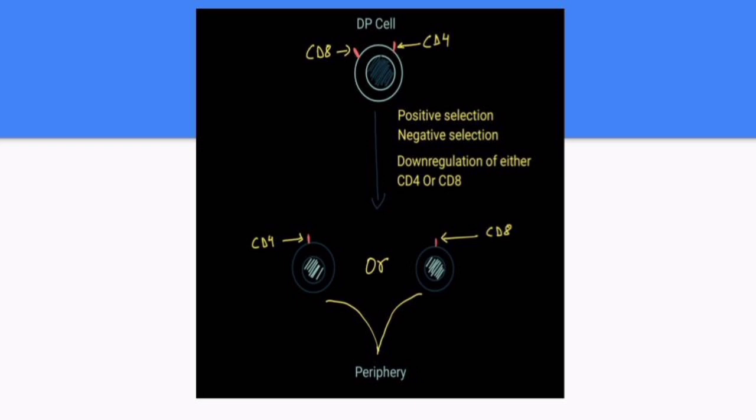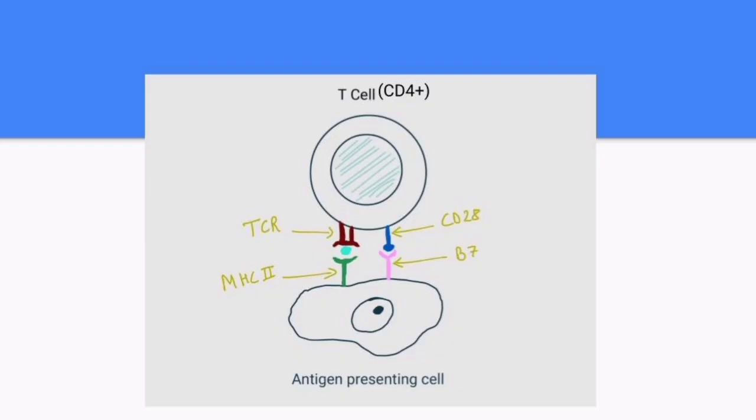Then there is downregulation of either CD4 or CD8 molecule, thus resulting in either CD4 positive T cells or CD8 positive T cells, and they move to peripheral circulation. This figure illustrates the interaction between antigen presenting cells and T cells. A part of antigen is presented by MHC class 2 molecule to T cell receptors, but this signal is not sufficient to activate the T cells.